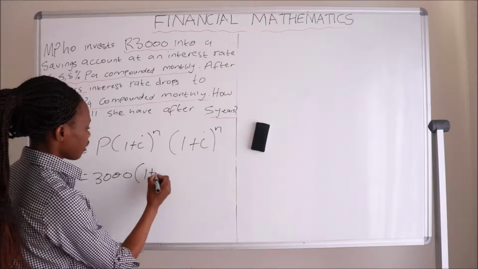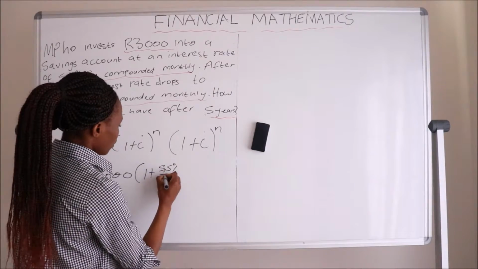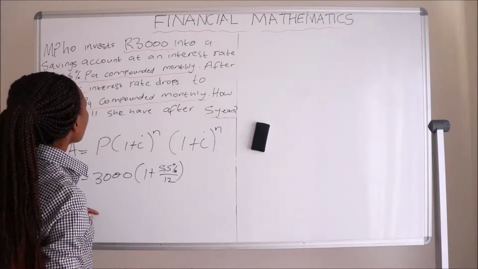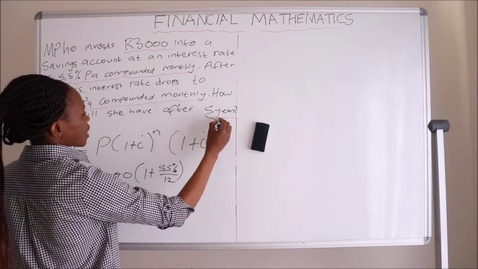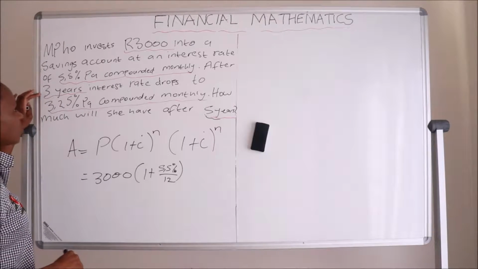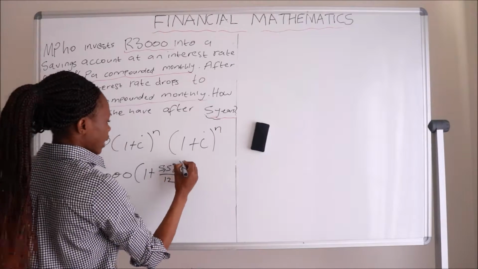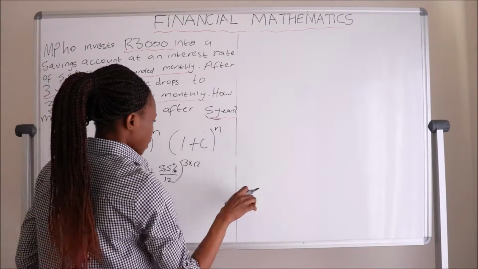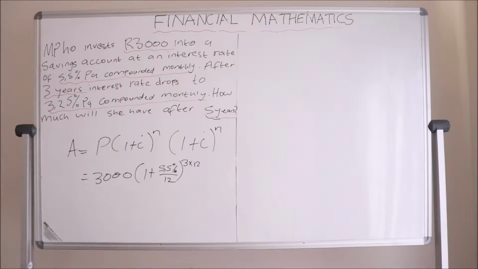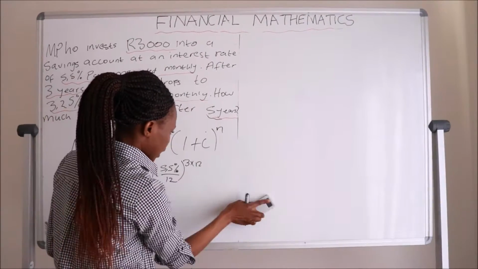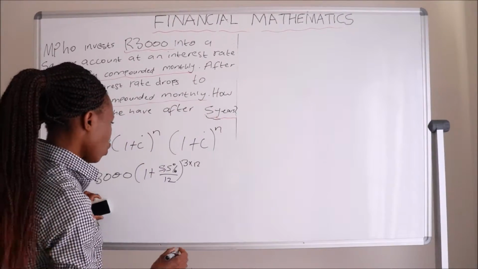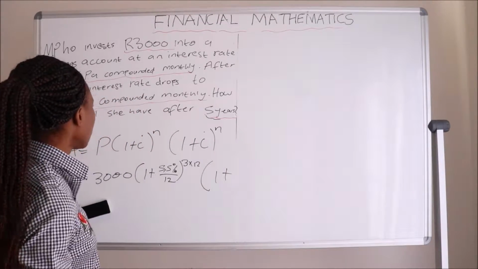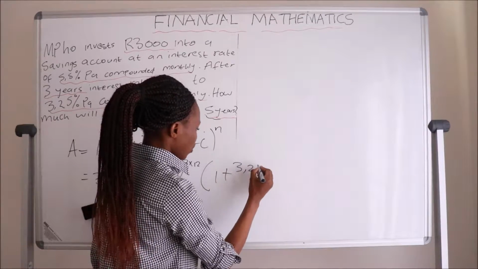The first one was 5.5%, which is compounded monthly. That means that it will be 12. And remember, they say we must calculate after 5 years, and it changed after 3 years. That means that here we have 3 multiplied by 12. I'll just erase this line, guys, so that I don't write at the second line. So here it will also multiply again with 1 plus our interest rate when it dropped to 3.25%.